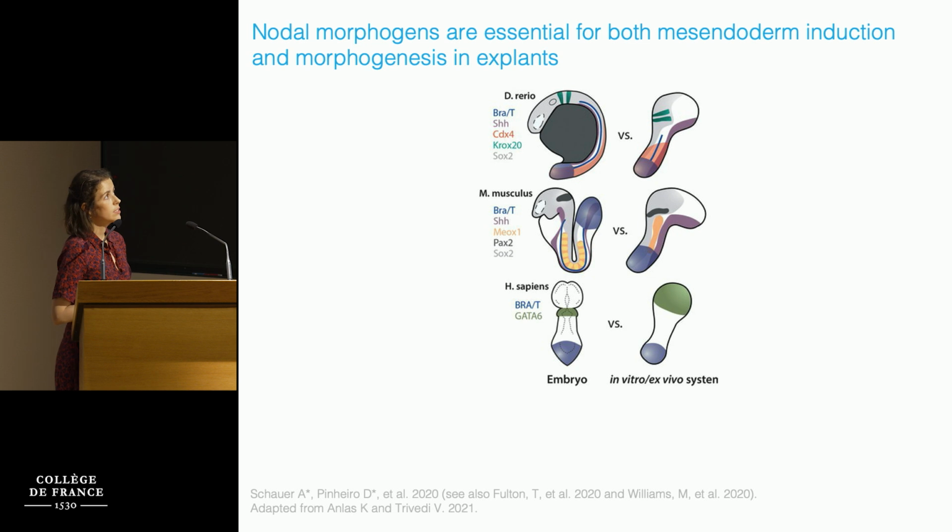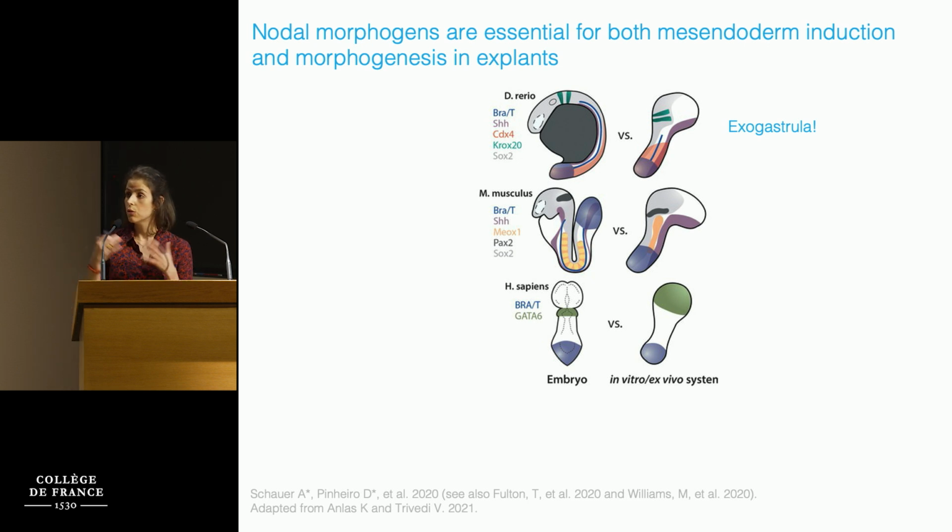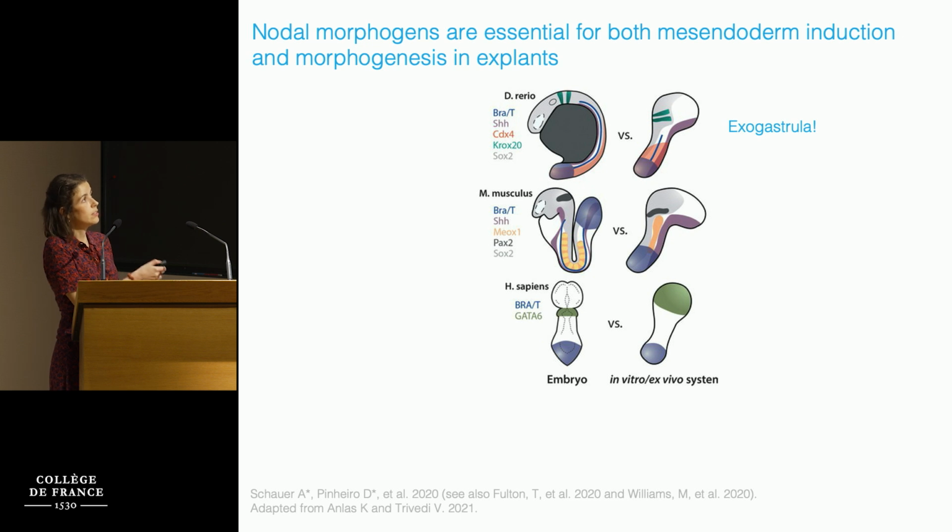So while everything seems quite nice, they're able to pattern, they're able to do morphogenesis, one of the things that they are not really effective at is that they tend to form this exogastrulus, meaning that the mesoderm is not internal to the ectoderm, as it always is in the embryo, but it also tends to separate out, creating this kind of extending of the tissue.